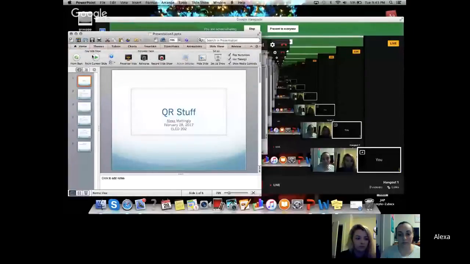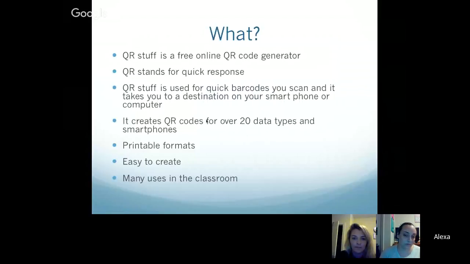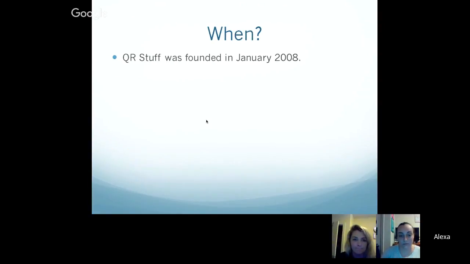The next tool is QR Stuff, and there was no information on who created the website, but what is it? QR Stuff is a free online QR code generator. QR stands for quick response. It is used for quick barcodes you can scan and it takes you to a destination on your smartphone or computer. It creates QR codes for over 20 data types and smartphones in printable formats, and they're easy to create.